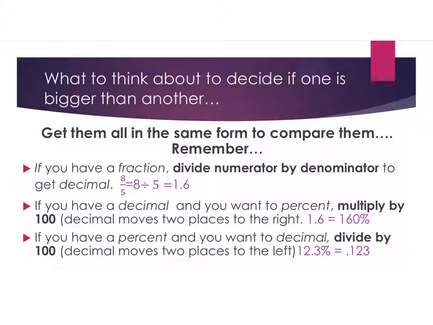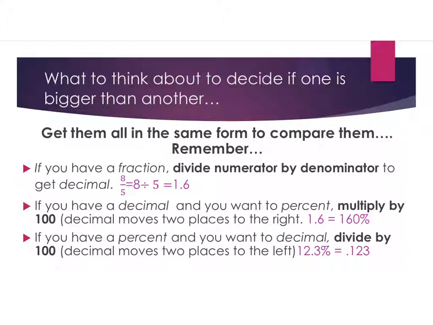When you think about how to decide if one's bigger than the other, it's easier if they're all in the same form. So if you feel comfortable with them all in decimal form, then get them in decimal form. If you feel comfortable and if they're all in percent form, that's fine. Most people not big fans of fractions, but you could also get them so they have the same denominator and make equivalent fractions and see which one's bigger that way.